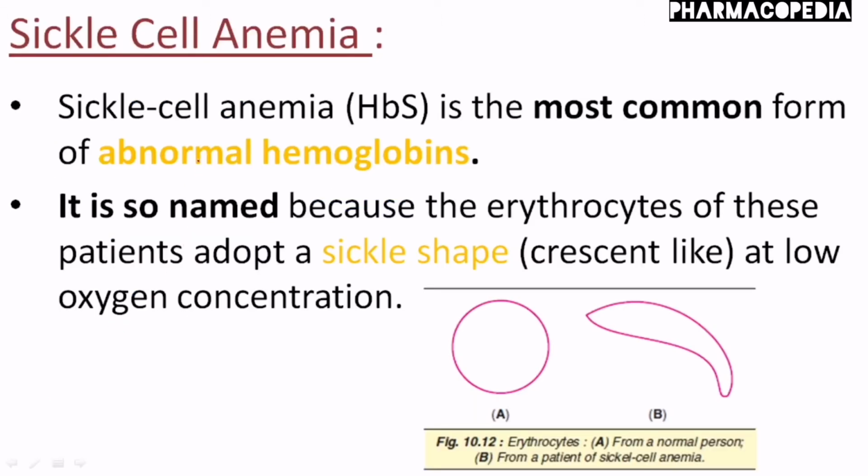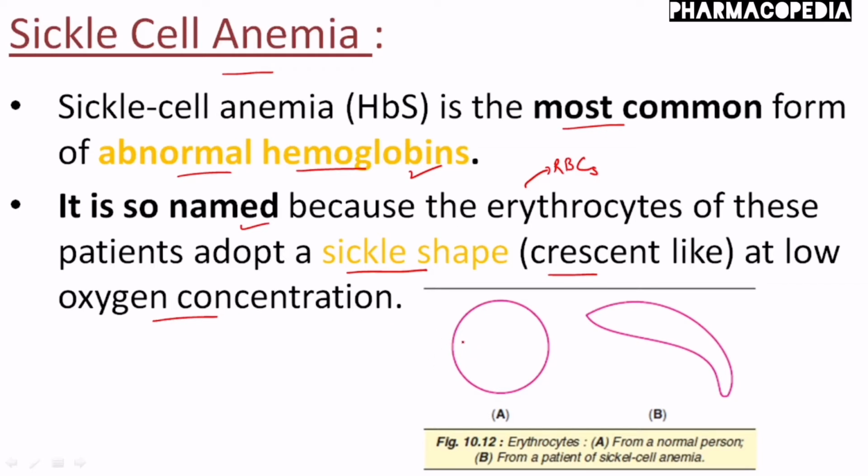So when I talk about the introduction of sickle cell anemia, it is one of the most common forms of abnormal hemoglobin, or sickle cell anemia is caused due to the abnormality in the hemoglobins. And it is named so because the erythrocytes, or the red blood cells, of such patients adopt a sickle shape, or resemble a crescent shape, at low oxygen concentration.